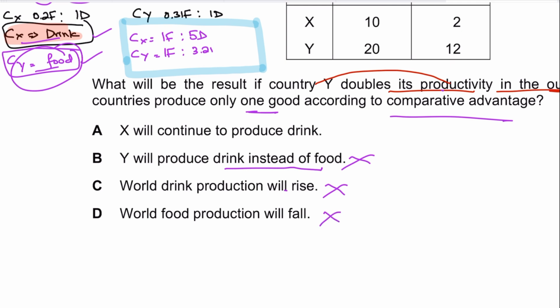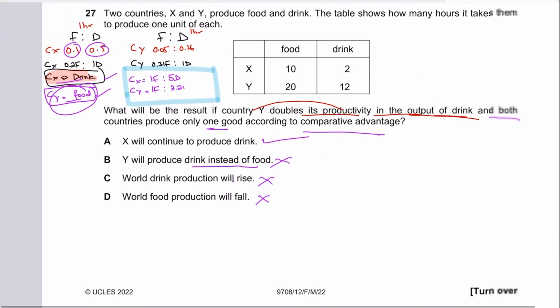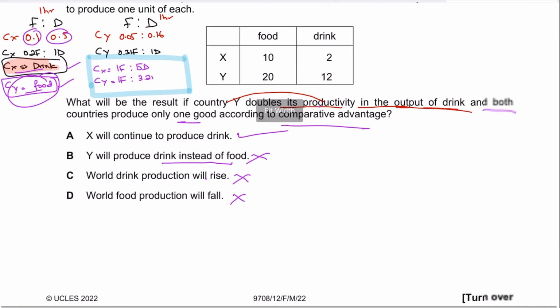As far as country X is concerned, yes, X will continue to produce drinks, so it makes A the correct answer because X has a comparative advantage in drink. And the question is also asked saying that both countries produce only one good according to comparative advantage. Now, this question was just asking us to calculate which country has a comparative advantage in food or drink.